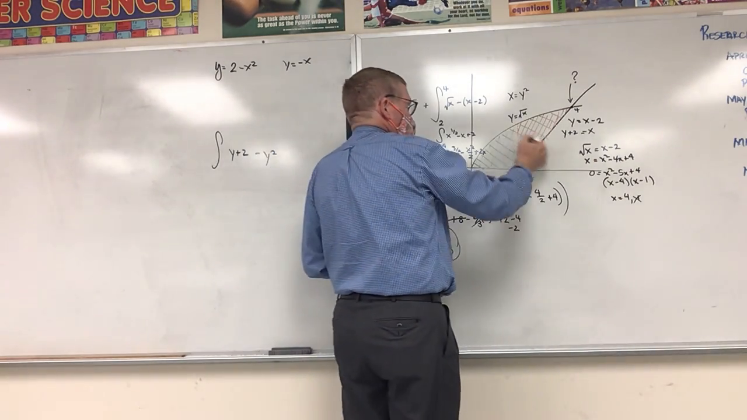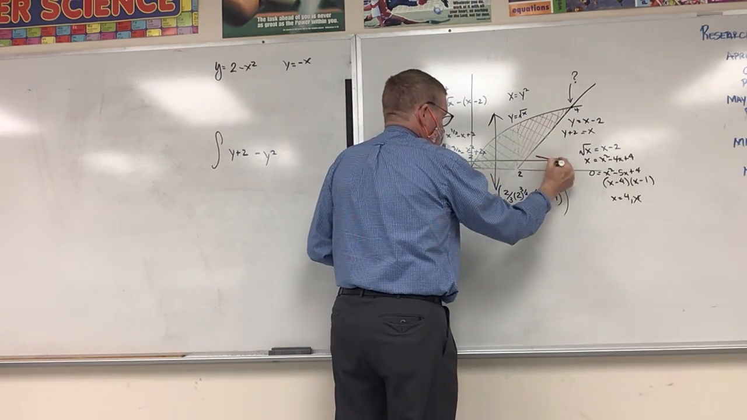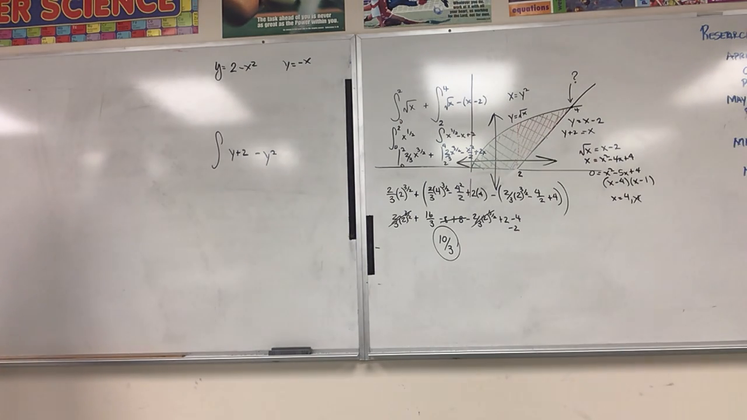So instead of going this way, vertically, we are going this way, horizontally. If we integrate horizontally, we have to change it into respects to y, not x. If we go horizontally, wouldn't the top curve be y equals, or x equals y squared?